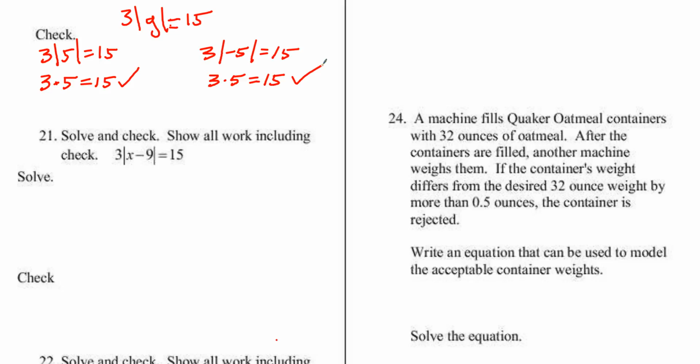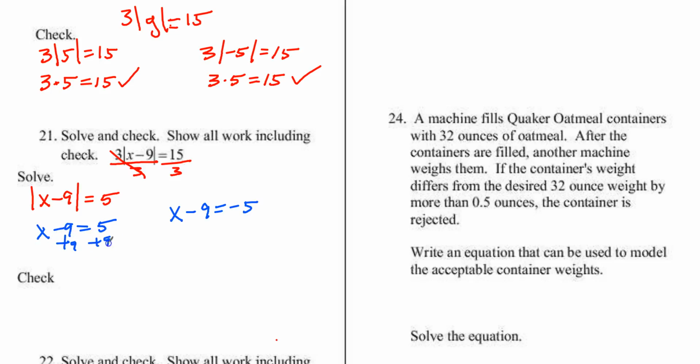21. Solve and check. So once again, I need to isolate the absolute value, so I'm going to divide by 3. So I get the absolute value of x minus 9 is equal to 5. Now I can split it into my two separate equations. x minus 9 is equal to 5, and x minus 9 is equal to -5. Add the 9 to both sides.